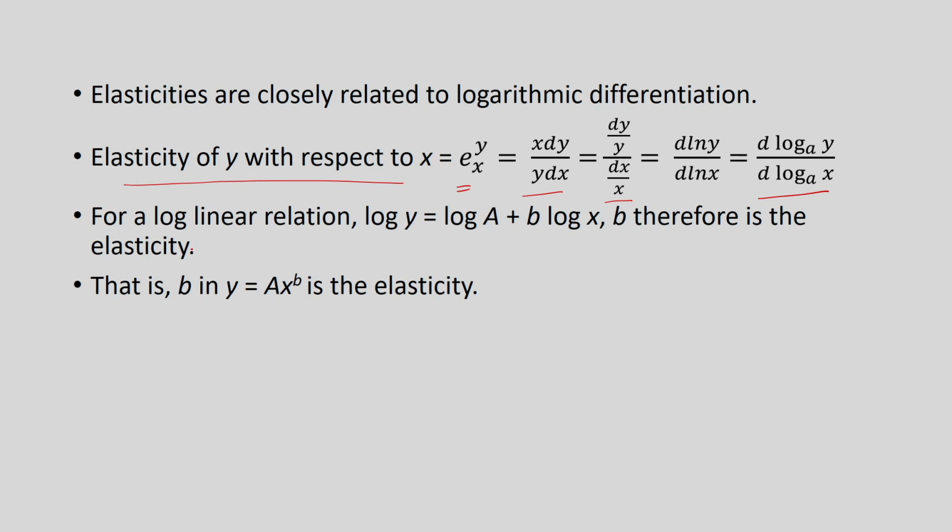For a log linear relation, log y is equal to log of A plus b log x. b therefore is the elasticity, because if you take d log of y over d log of x, it becomes small b, and d log y over d log x, we have seen, is the elasticity. So, b is the elasticity. Therefore, in the relation y is equal to A x to the power b, b is actually the elasticity of y with respect to x. This is an important relationship which is often used in econometrics.